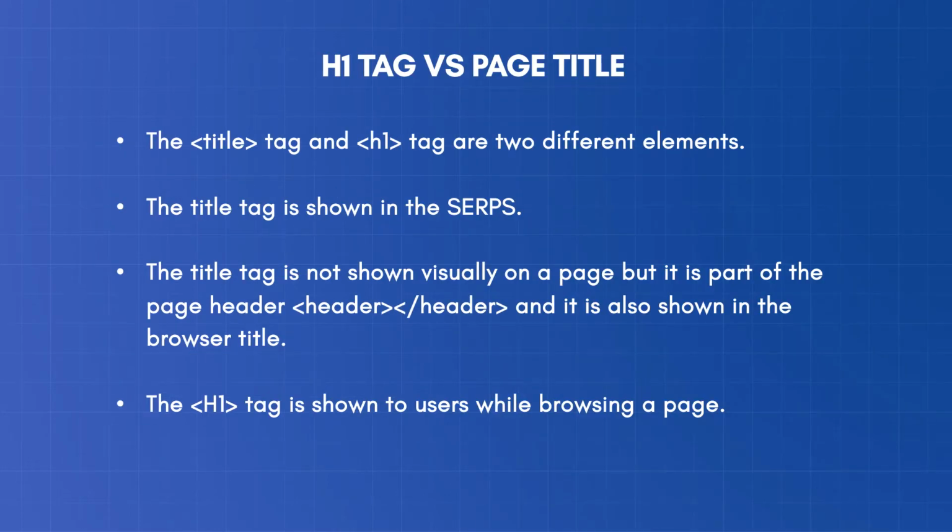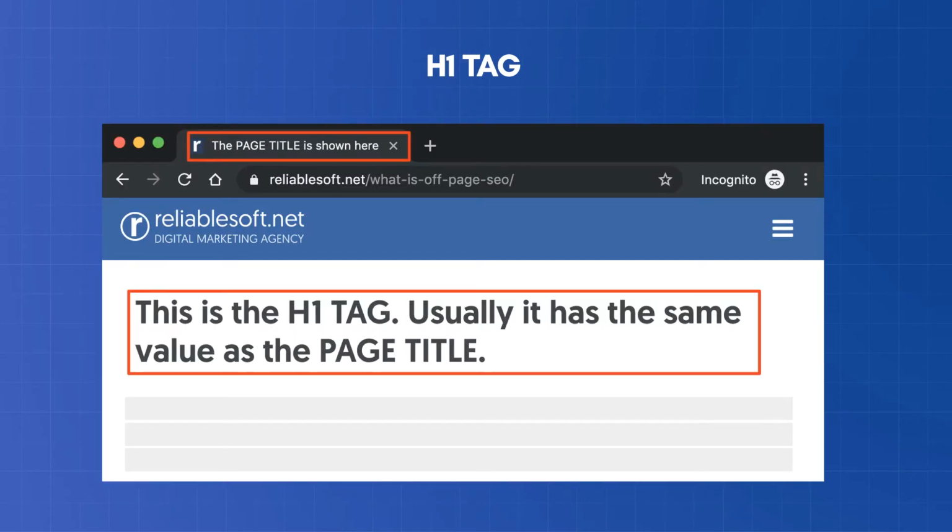Before we proceed, and to avoid any confusion, the H1 tag should not be confused with the title tag. They are two different page elements. The title tag is shown in the search engine result page, but the H1 tag is not. The title tag is not shown visually on a page, but it is part of the page header, and it is also shown in the browser title. The H1 tag is shown to users while browsing a page. Look at the following image to understand the difference between the two.